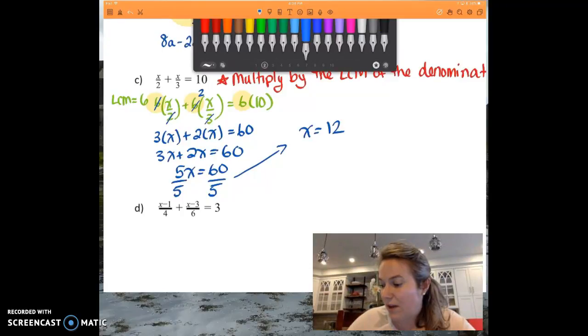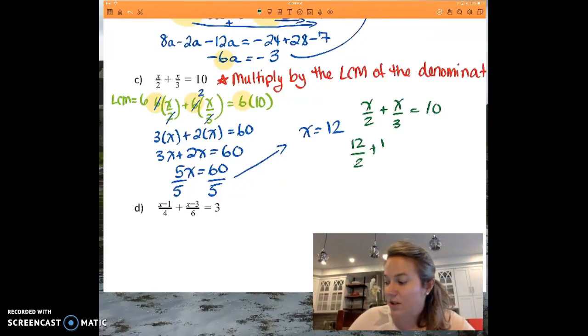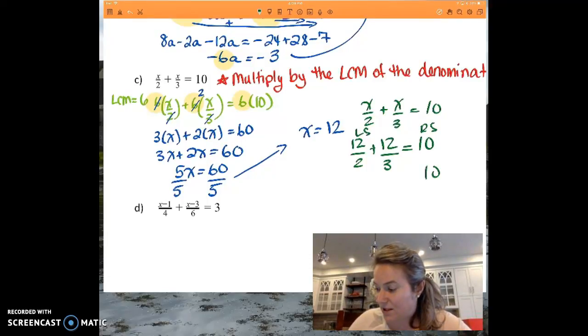So I'm going to go back to green, and I'm going to plug my number back into the original. If the original is x over 2 plus x over 3 equals 10, I'm going to put 12 in there. So I'm going to say 12 over 2 plus 12 over 3 equals 10. And I'm going to do that magical thing called a left side, right side check. This is my left side, this is my right side. I'm going to solve them both independently. So the right side's going to stay 10.